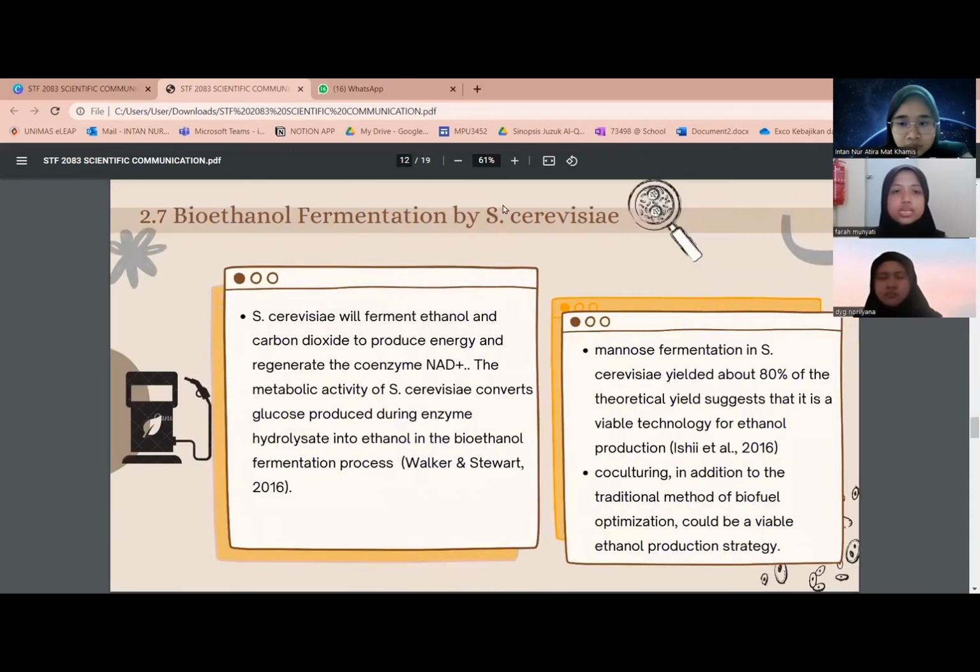Okay, here we can see the bioethanol fermentation by Saccharomyces cerevisiae. Fermentation is at the heart of the ethanol manufacturing process. According to Muhammad Azhar et al. 2017, a variety of yeast strains, including hybrid, recombinant, and wild-type yeast, were used in the ethanol fermentation process. It is also stated that fermentation in Saccharomyces cerevisiae yielded about 80% of the theoretical yield, which suggests that it is a viable technology for ethanol production.